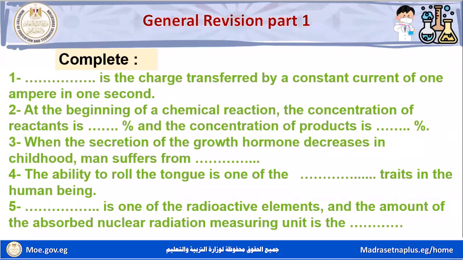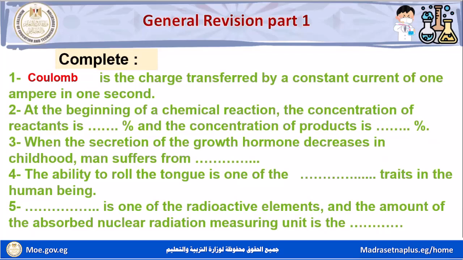We take some questions like complete. Question number 1. Space is the charge transferred by constant current of 1 ampere in 1 second. Volume is the charge transferred by constant current of 1 ampere in 1 second.